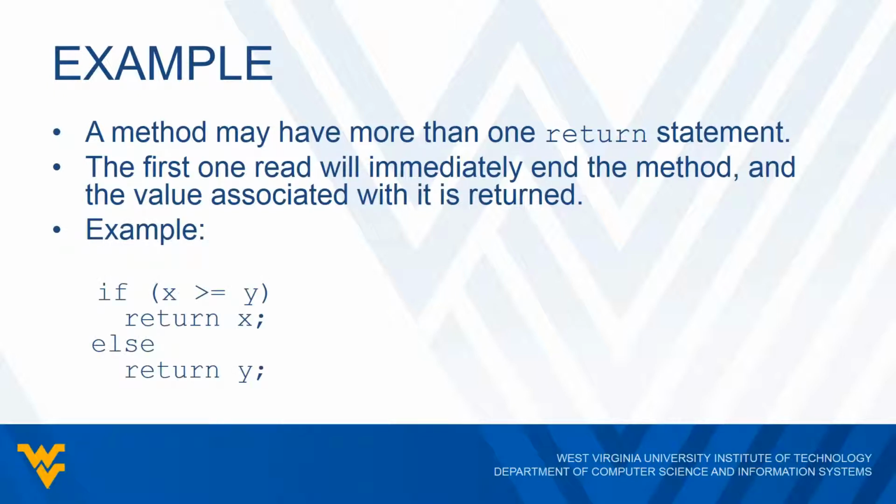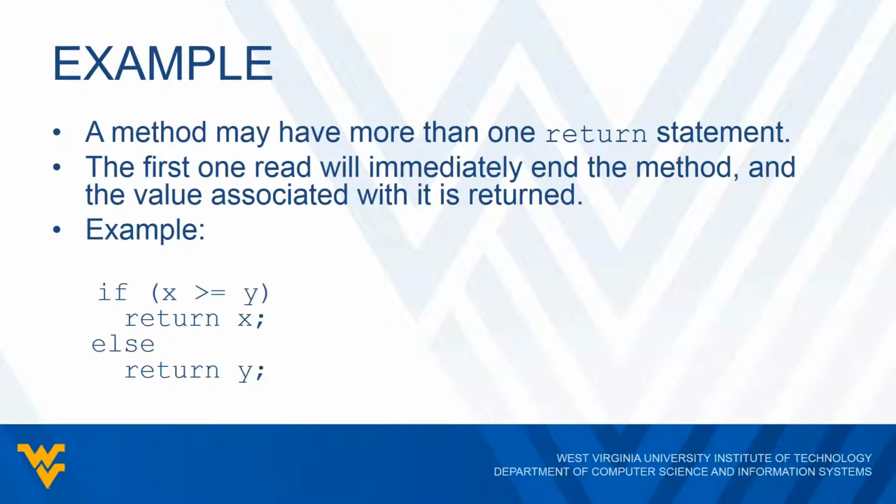So just to give an example of our larger method, instead of having a max variable store the result of whether x is larger or y is larger, I could say instead, if x is greater than or equal to y, well, I'll just return x. And if that's not true, I'll just return y.